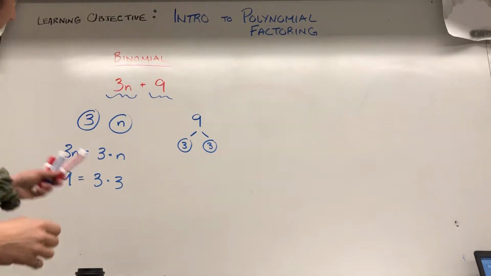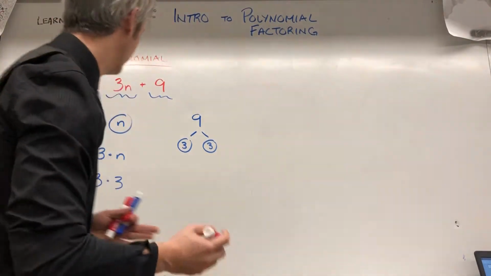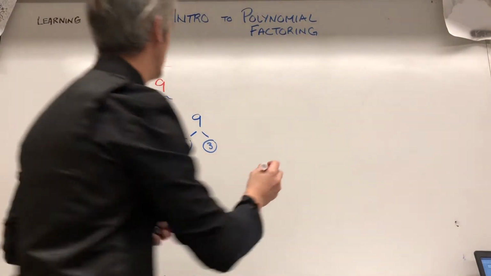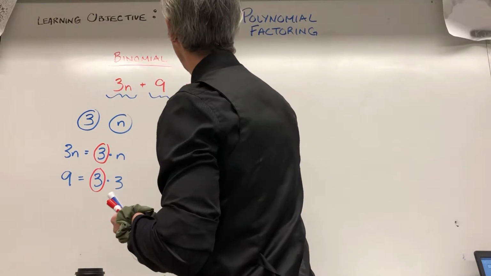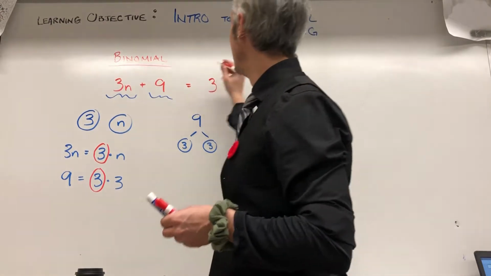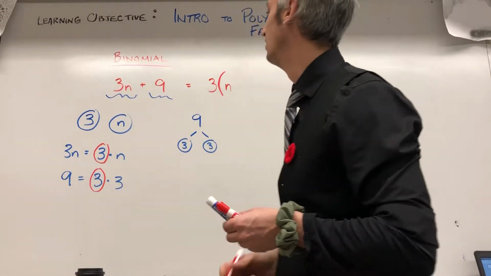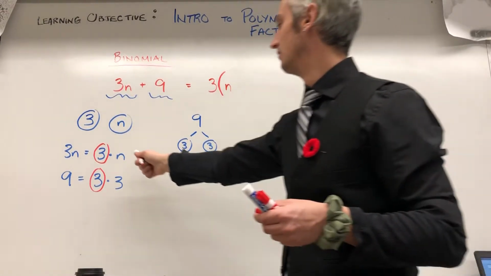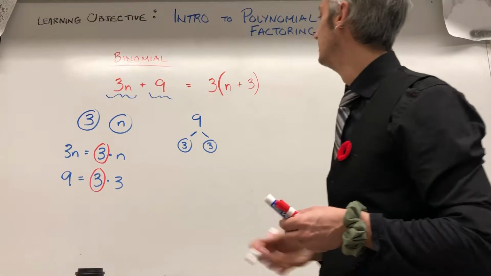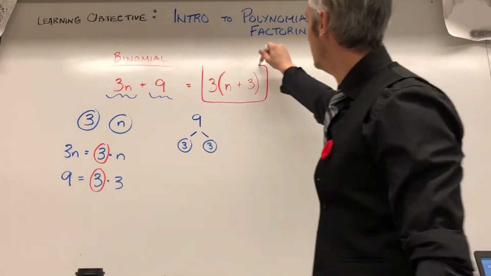Now, the next step, once I've broken each down into their factors, is I find whatever they have in common. The only thing these have in common is that each has a 3. So I pull out a 3, because they both have a 3 in common. Then I open a bracket, and I say 3 times what gives me 3n? Well, 3 times n gives me 3n. And 3 times what gives me plus 9? Well, 3 times 3 gives me plus 9. And I have factored. This is my factored binomial.